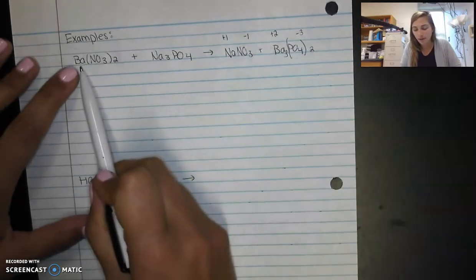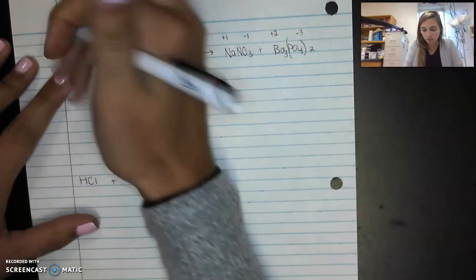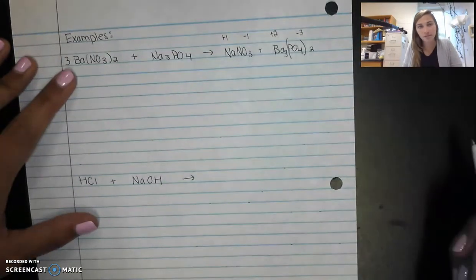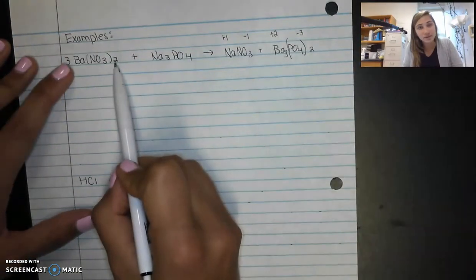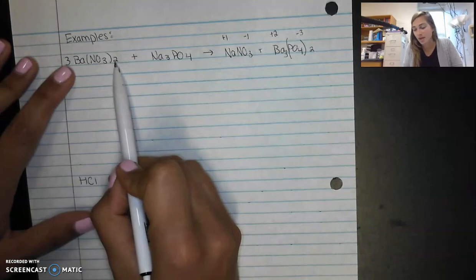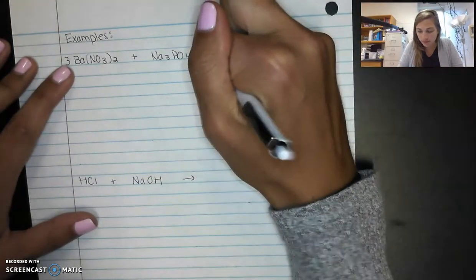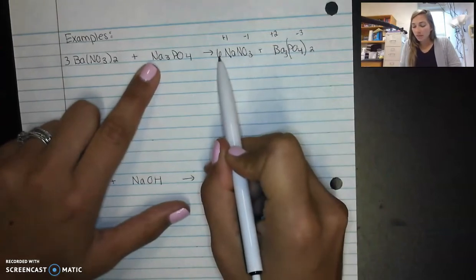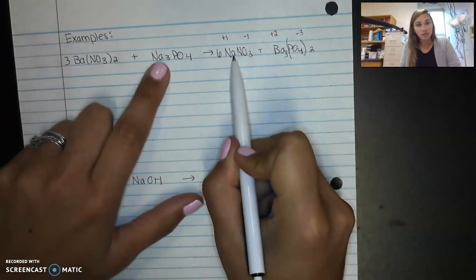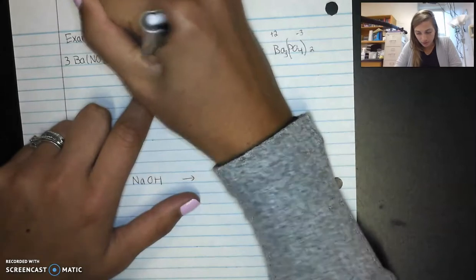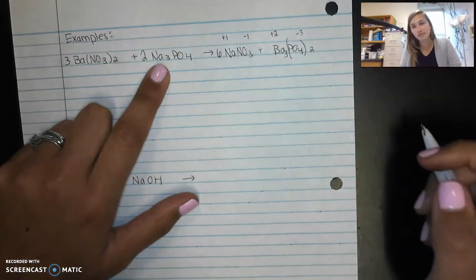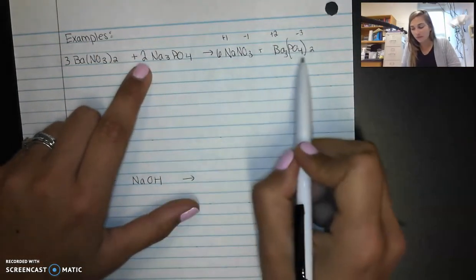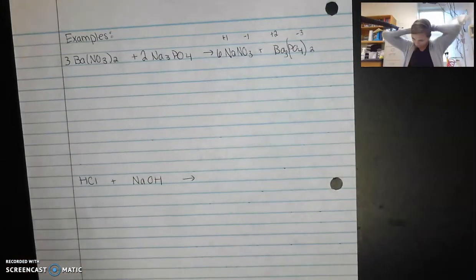Now, because this is a chemical reaction, I am going to balance it. So I have 1 barium here, but 3 bariums here, so I'm going to put a 3 out in front of barium nitrate. Now I have 6 nitrates on my reactant side, so I have to put a 6 out in front of NaNO3. That's going to give me 6 sodiums here, but only 3 on my reactant side, so I need a 2 out in front of sodium phosphate. And now I have 2 phosphates, so I'm good to go.